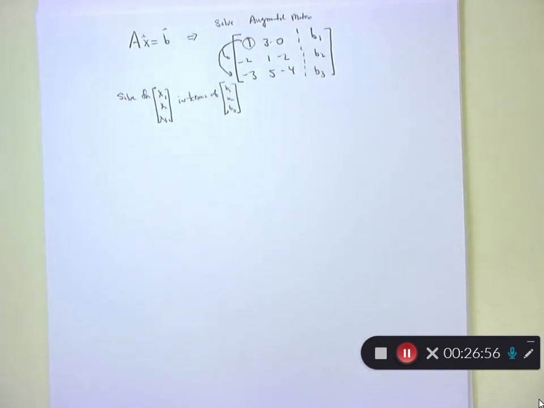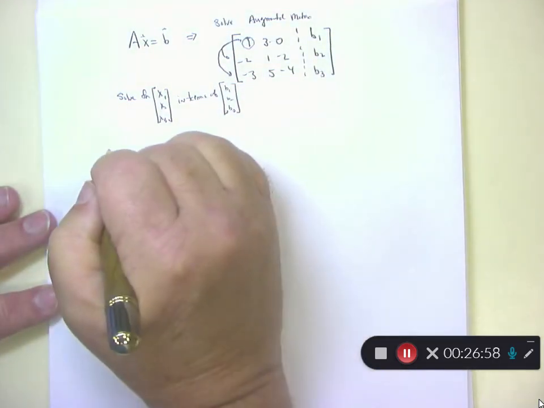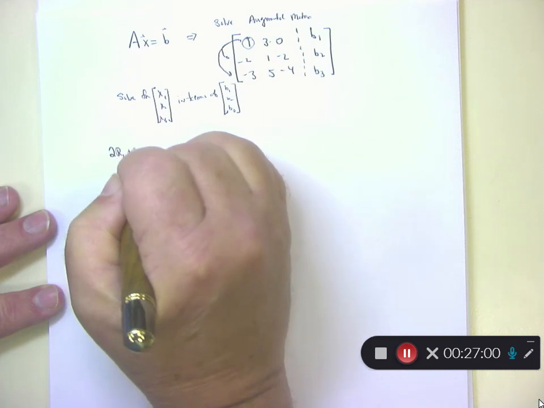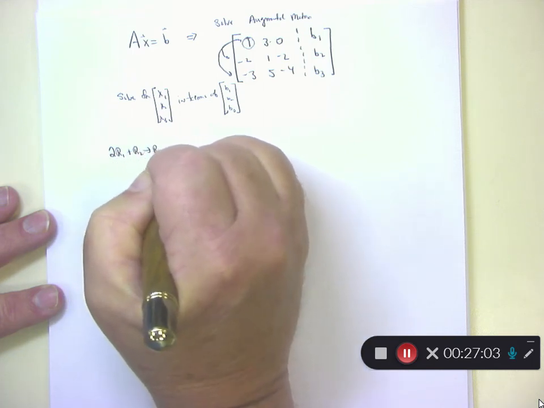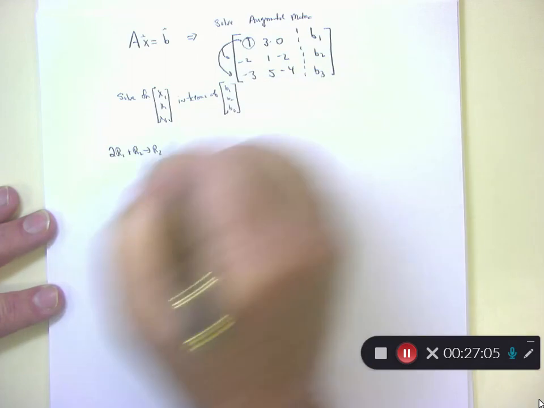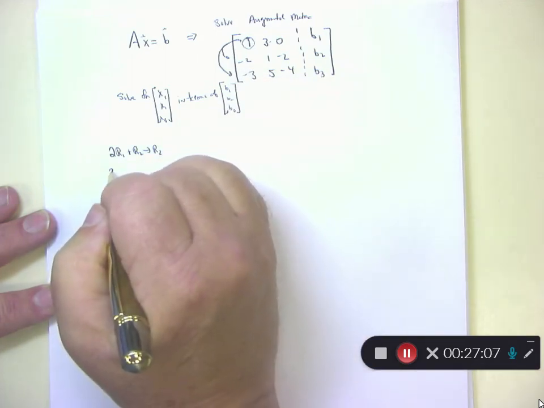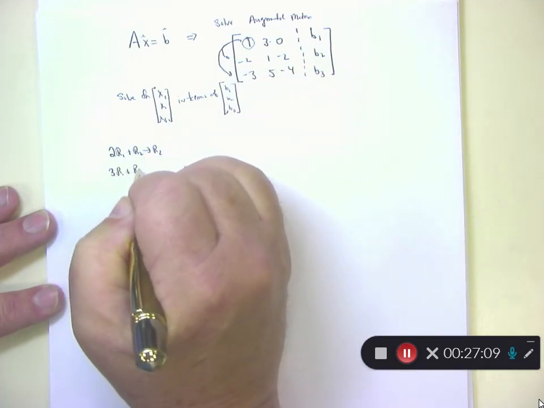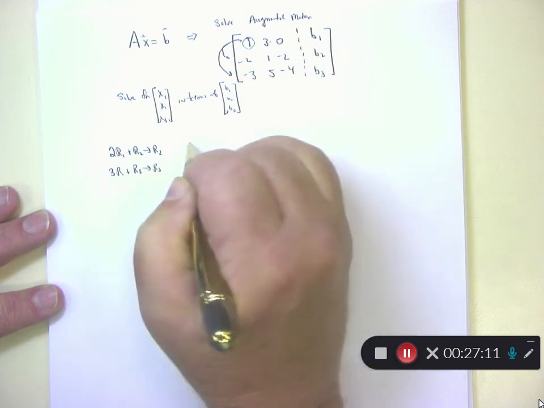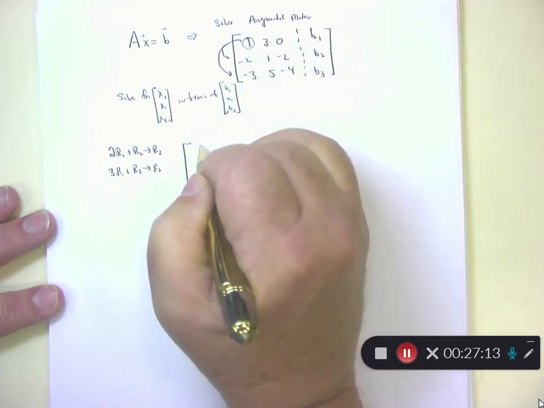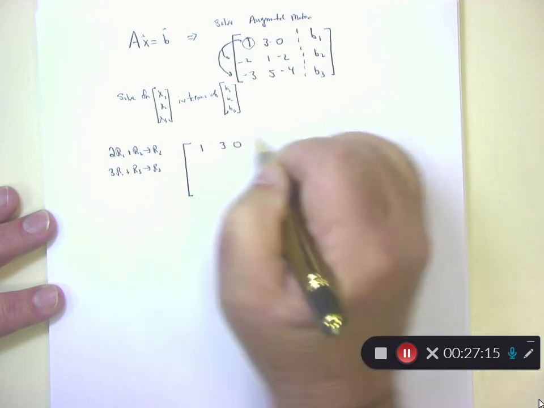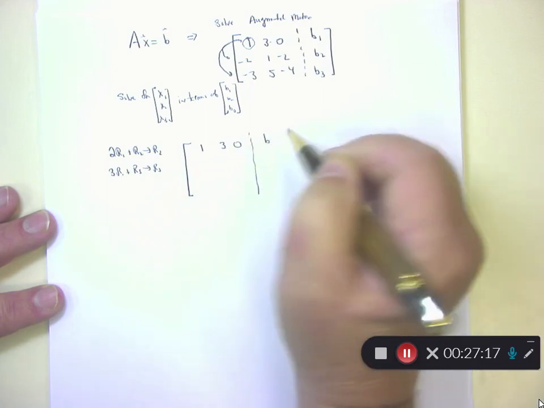But watch what I do here. In the first move, I'm going to take 2 times row 1, add it to row 2, and replace row 2. In the next one, I'm going to add 3 times row 1 to row 3, and replace row 3. That would leave row 1 the same: 1, 3, 0, augmented with B1.